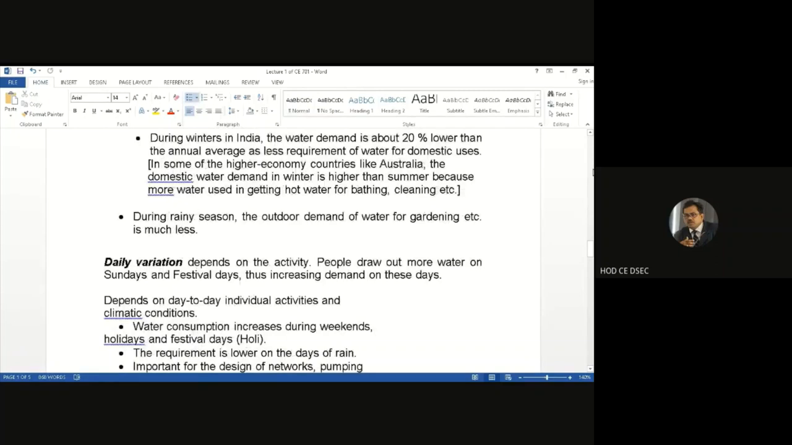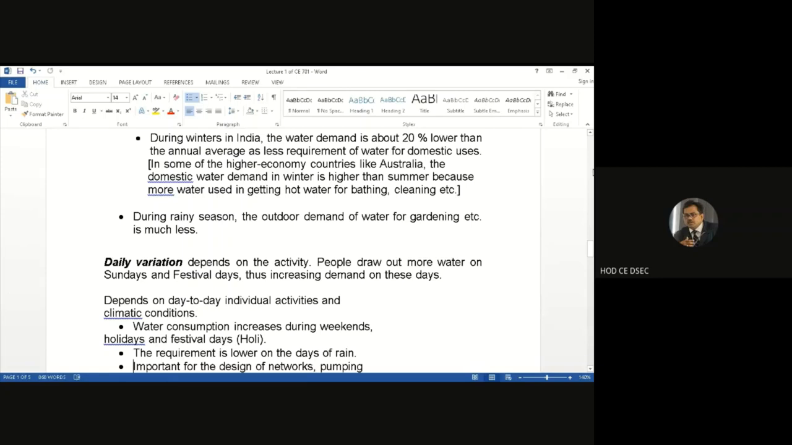Now coming to the daily variations, that means I am going to the micro level, daily variations. It depends on the activity which people are involved in daily. More water is used on Sunday, as their activity is much more because they are staying at home. In-home activities are much more on Sunday and festivals compared to the other weekdays, because on weekdays mostly we are in the office, or in school, college buildings, institutional buildings.